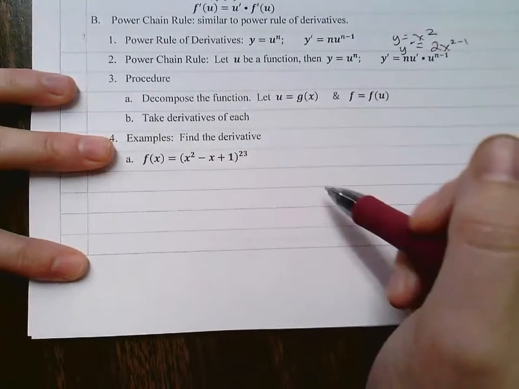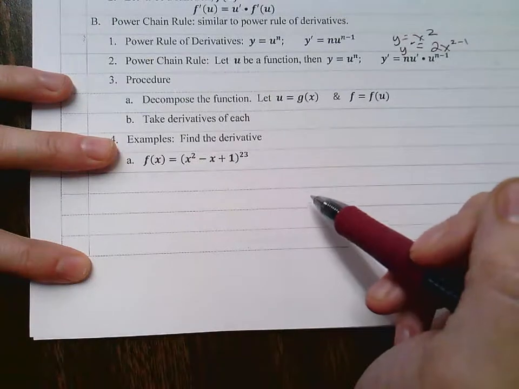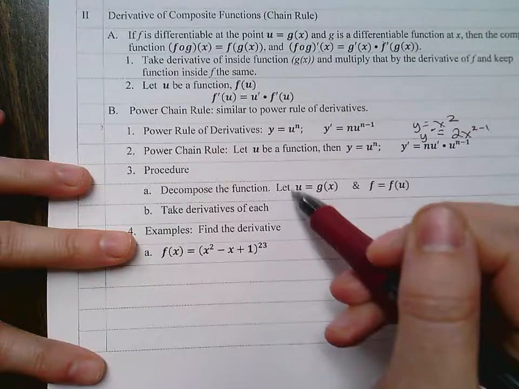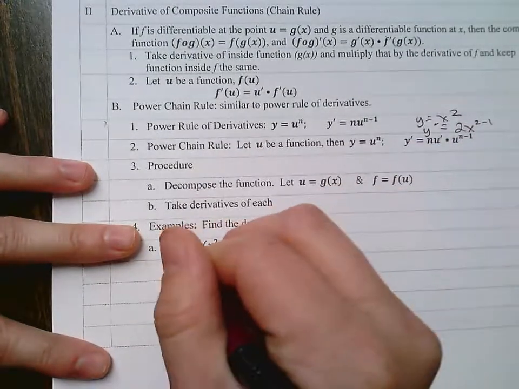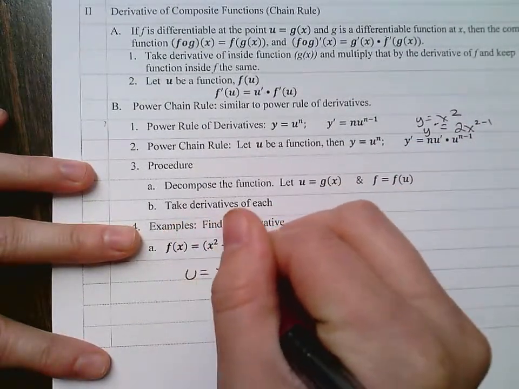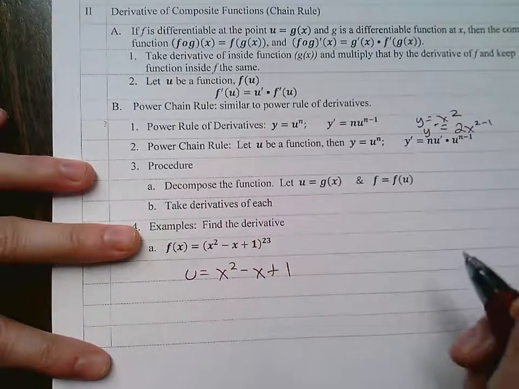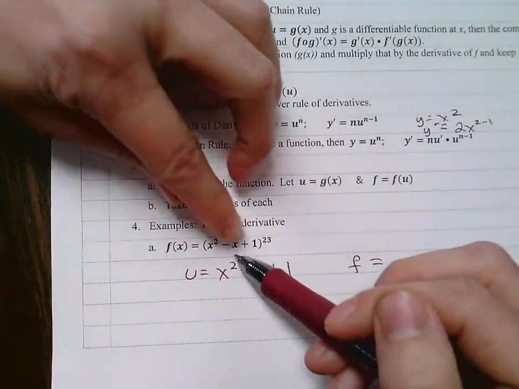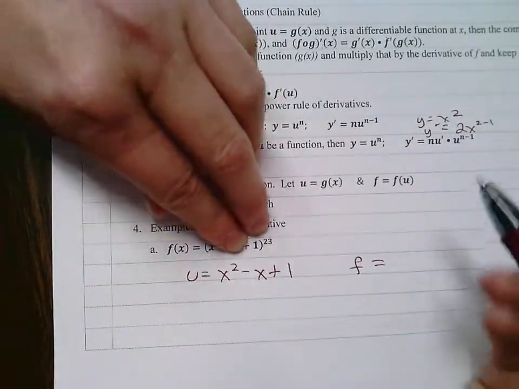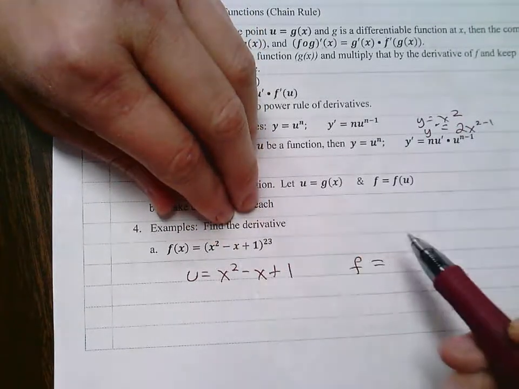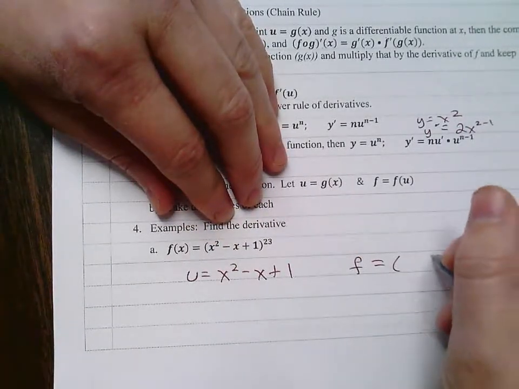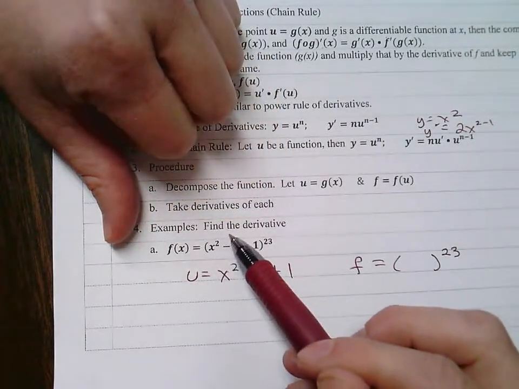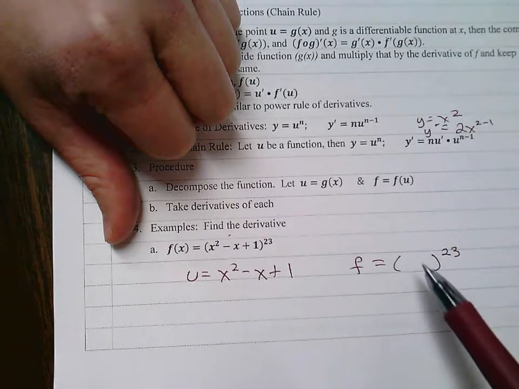All right, so first thing, what's in parentheses? Whatever is in parentheses is going to be my u. Okay, so I'm just going to put the u right here, x squared minus x plus 1, and f of u. Okay, well, that's easy. So remember, if I take this out, and this is going to be equal to u, I'm going to have something to the 23rd. u equals this. So this is going to be u.